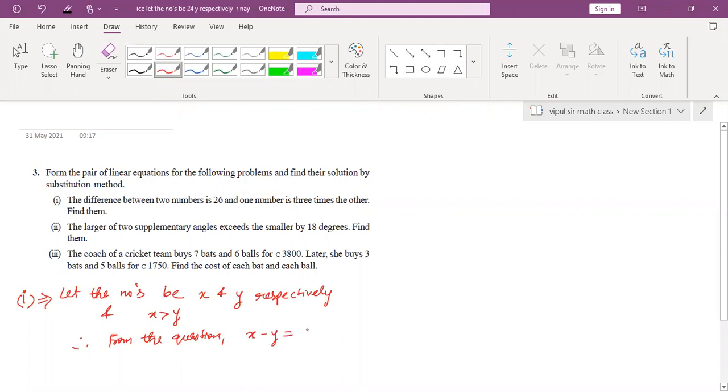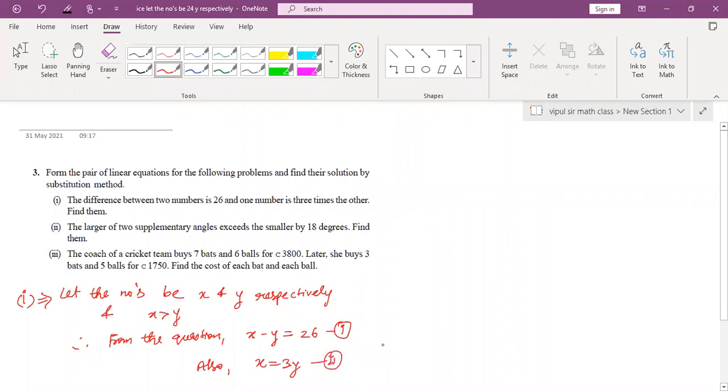Difference is how much? 26. Now equation number 1: x minus y is equal to 26, and it is also given that one number is 3 times the other. So the bigger one will be 3 times the other. That means x is equal to 3y. This is equation number 2.